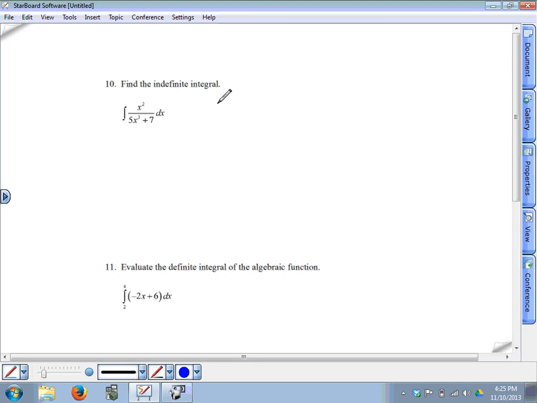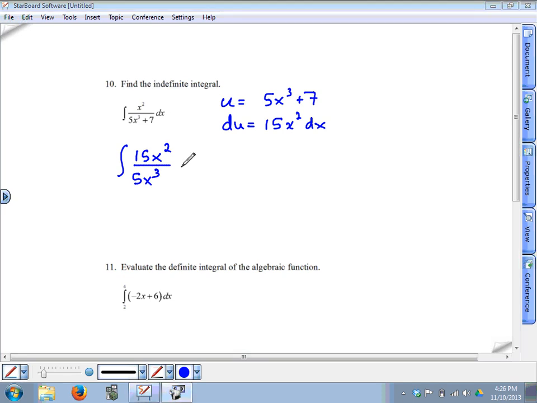Okay, question 10. If we let u equal 5x to the 3rd plus 7, then du is 15x squared dx. Okay, so we're going to have to change the integral here a little bit. This is going to be the integral of 15x squared over 5x to the 3rd plus 7 dx, and we have to multiply it by 1/15 up front.